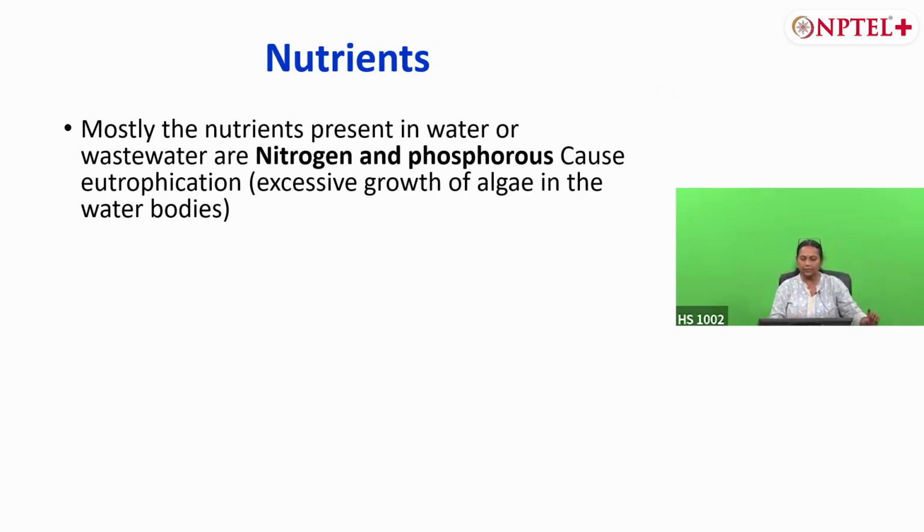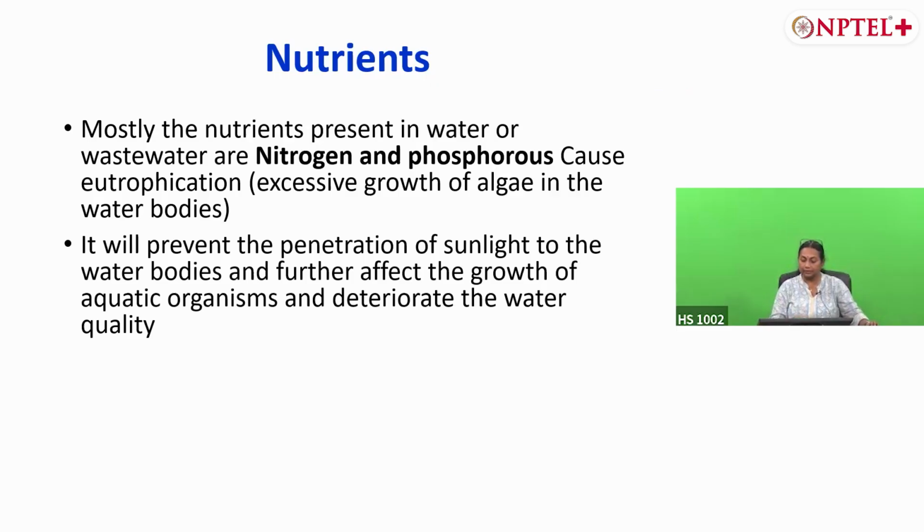Mostly the nutrients present in water or wastewater are nitrogen and phosphorus. Another reason is eutrophication. Eutrophication, all of you know, is the excessive growth of algae in water bodies. It will prevent the penetration of sunlight into the water bodies and further affect the growth of aquatic organisms and deteriorate the water quality. It also prevents the penetration of oxygen.